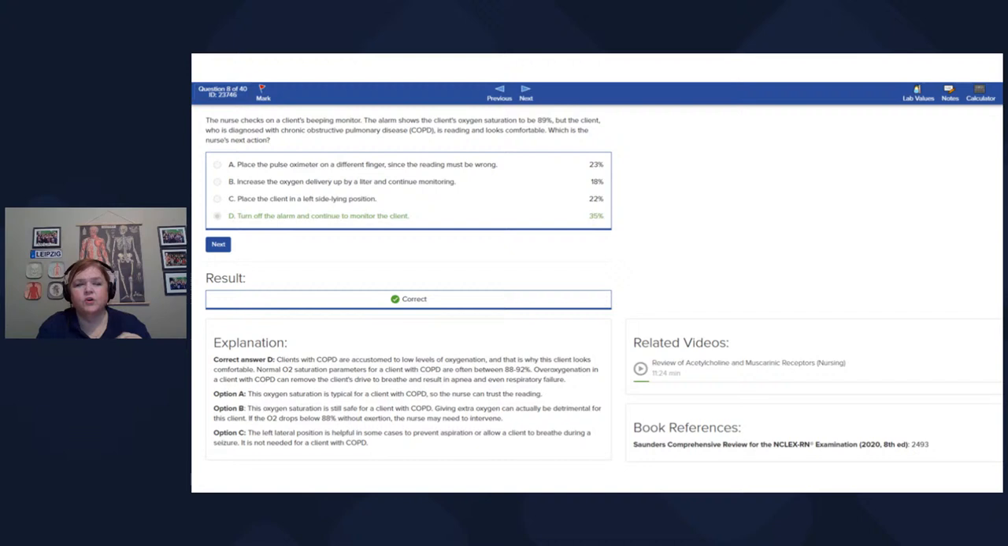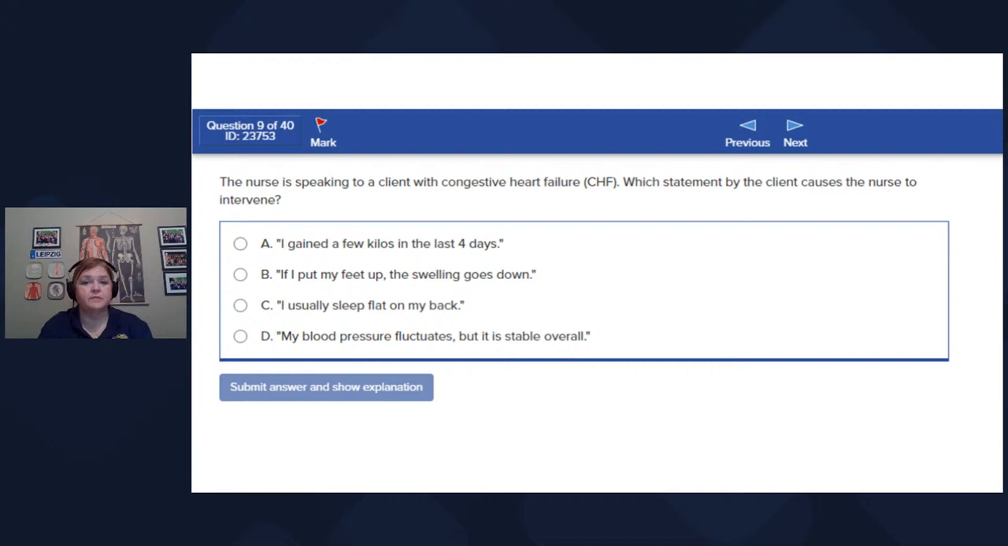Place the client in a left side lying position. Well, if they're here for respiratory problems, I don't want to lie them down. I always want the head of the bed to be elevated. Now look at D, it's saying turn off the alarm and continue to monitor the client. Really, that option should say reset the alarm, not turn off the alarm, so we're going to change the wording on that question. But I just wanted you to get the idea from this question that sometimes things will be abnormal, and they're going to assess if you recognize that what is abnormal for someone who doesn't have COPD might be normal for someone else.